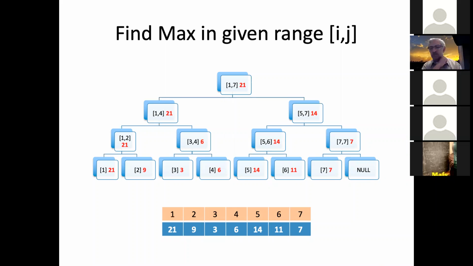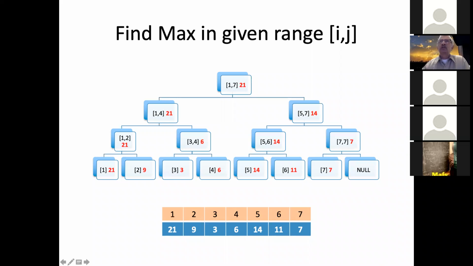All right. So the question is, how do I do this? Let's try 3 to 6. Let's say i is 3 and j is 6. For 3 to 6, we know the answer. We can look at this array and we know the answer should be 14. And the question is, how are we going to figure out this 14, given that we only have this tree that we want to work off?